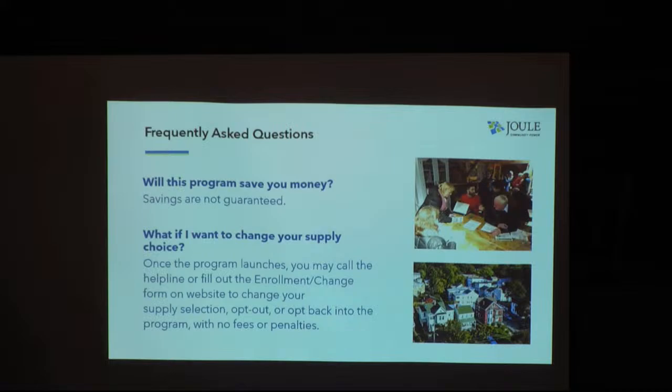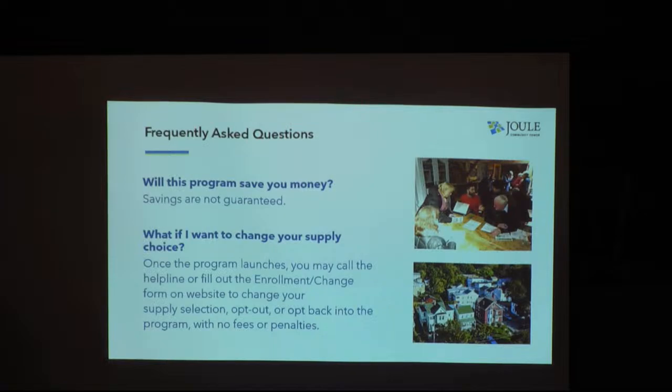Will the program save you money? Savings are not guaranteed. The reason we can't guarantee this is because when we talk about cost savings, we're talking about relative to the utility. Utility rates fluctuate from month to month. Nobody knows what the rate will be, for example, in May, let alone next year. So we can't compare because we don't know what the rates will be. And therefore, the only thing we can do is talk about the past history. We can talk about what rates have been.